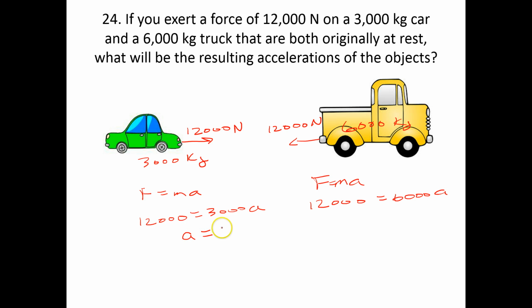So the acceleration for the car will be 4 meters per second squared, and then the acceleration for the truck will be 2 meters per second squared. And that is the answer to number 24.